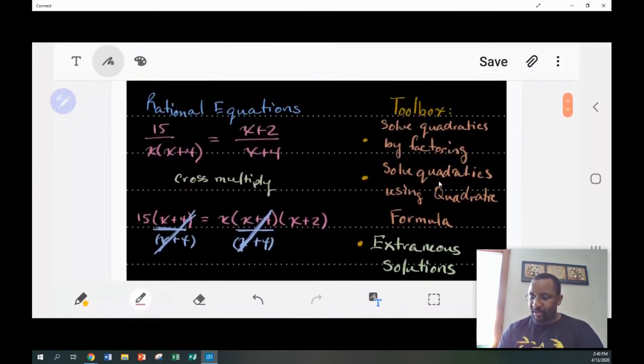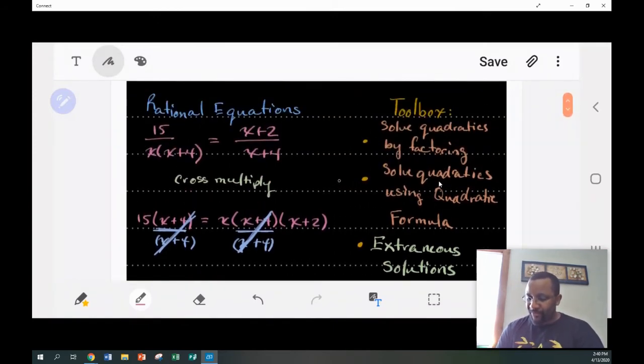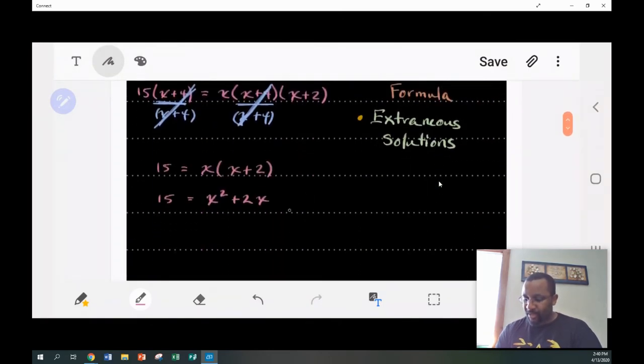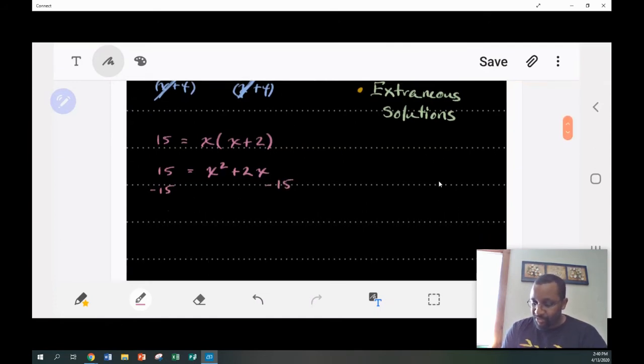And this is where solving quadratics by factoring is going to come in. To factor, you need to have all of these on the same side. So I'm going to go ahead and subtract 15 from both sides. And so now over here is 0. And over here is x squared plus 2x minus 15.